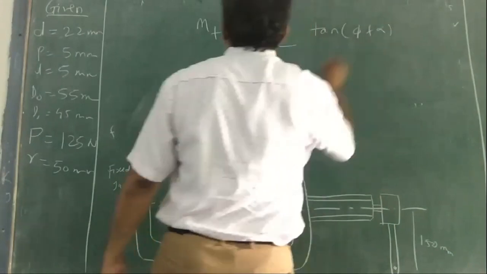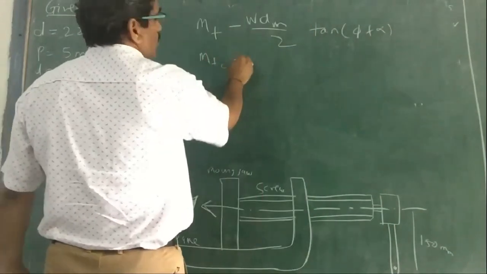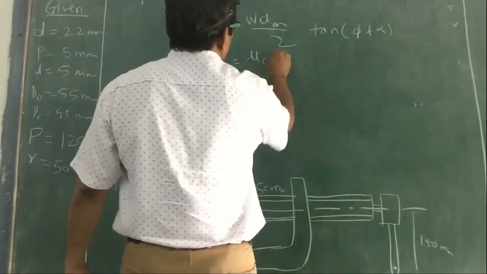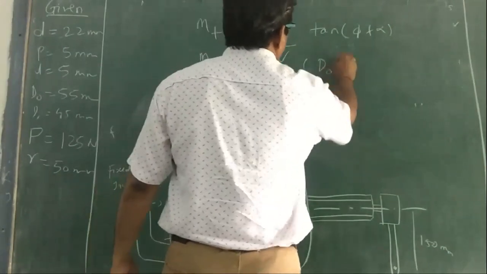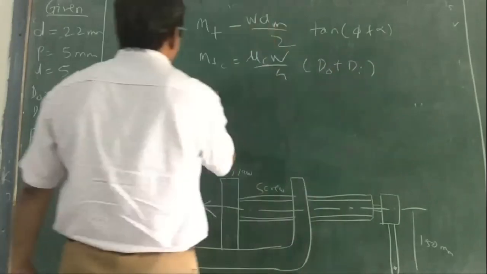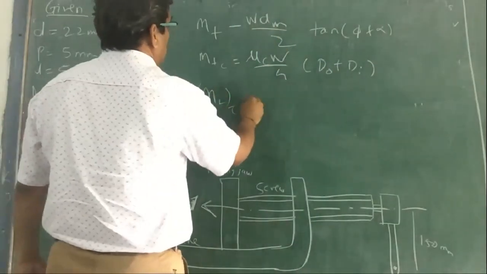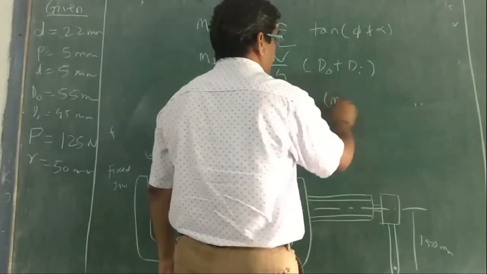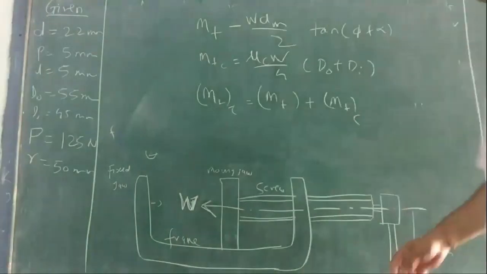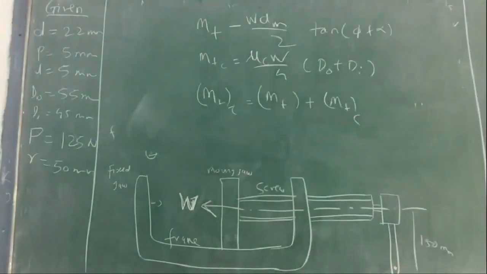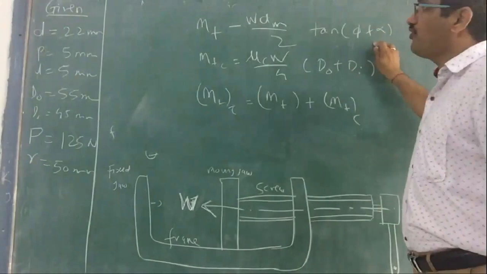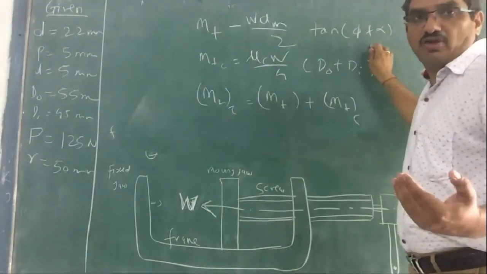This is one torque, and then MTC, the collar friction torque, will be given by mu c into W by 4 into (do plus di). So this we know, and the total torque is equal to MT plus MTC. This will be the total. These are the different kinds of torques, and this is the torque we have to overcome for the friction between the threads.